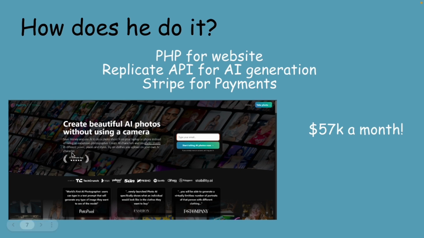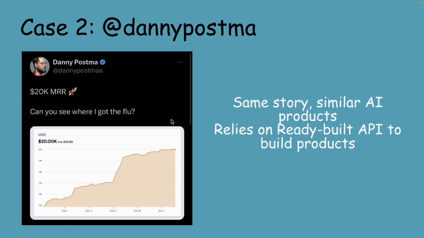A simple website, a design you can copy, nothing hard. This is roughly the same idea, over $20,000 per month. Again using AI to create images. AI is now the big trend, everyone is on it.